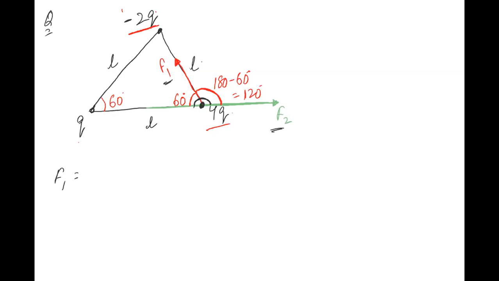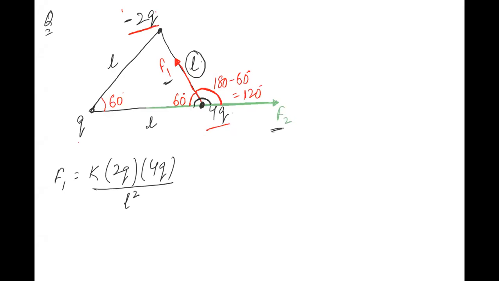So F1 would be written as K into 2Q into 4Q divided by the square of the distance, which is L. Is it clear? Yes, sir. Is there anyone who didn't get this point? Acha, why didn't you take this negative sign into consideration while writing this force? Why are you not considering this negative sign?